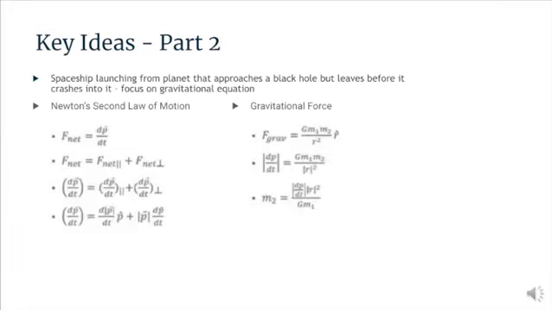So for the second part of the lab, we are looking at the same key ideas with the equations for Newton's second law of motion and for the gravitational force. We are going to be looking at a spaceship that launches off of a planet that is orbiting the black hole, and the spaceship will approach the black hole but leave before it crashes into it. And so we're going to be focusing on the gravitational equation for this part.